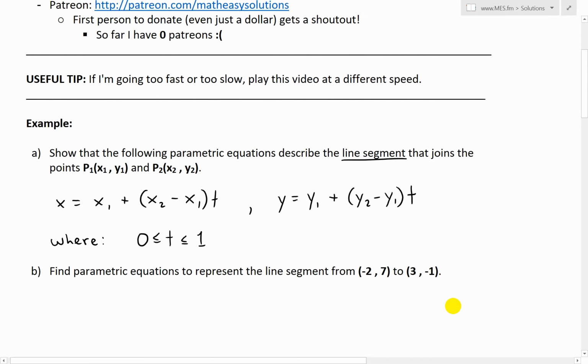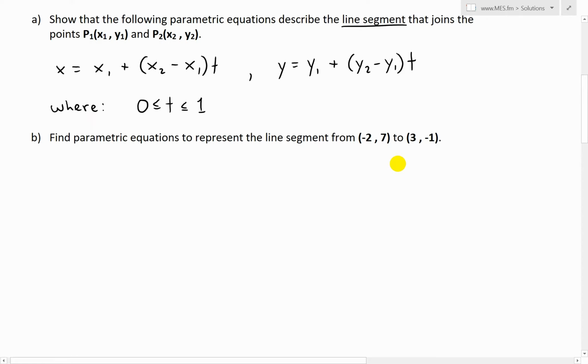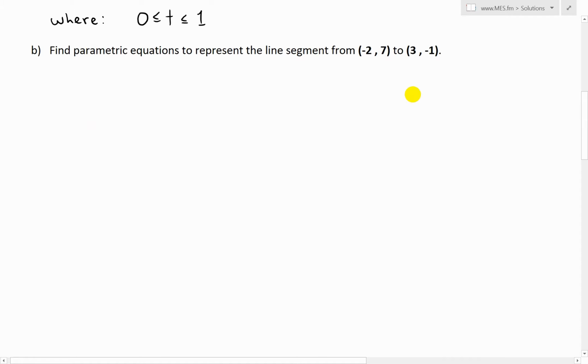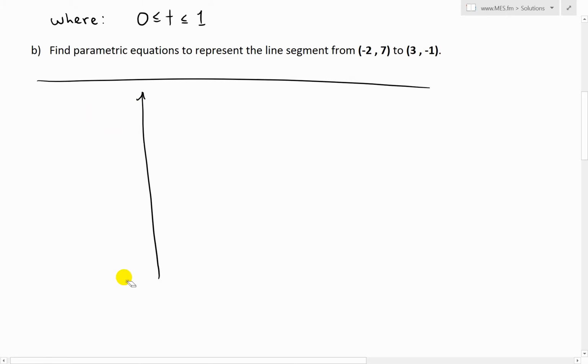So to prove this, or to show that we could write a line segment in the form of parametric equations, and that's the gist of what I want to show. For example, let's say we had x2 is greater than x1 and y2 is greater than y1.